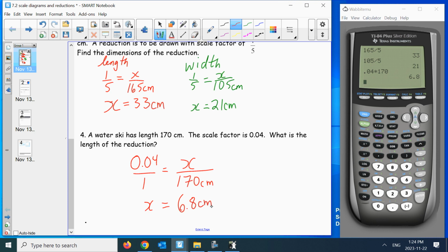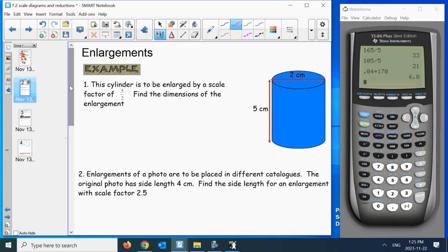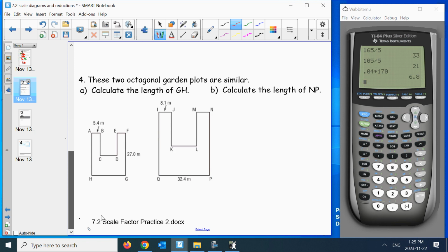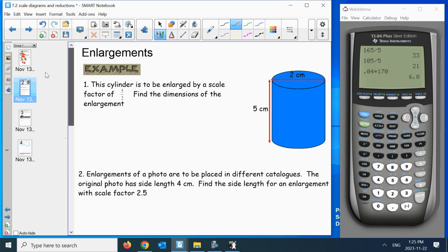Okay. Any questions from the first page? Okay, that's just a review. We'll get some stuff going on here. And okay, the example here.